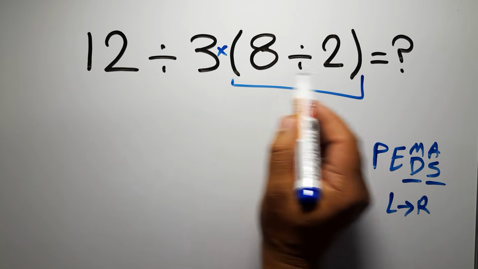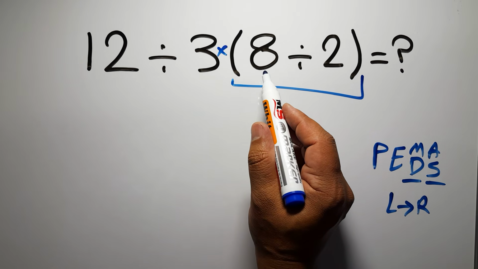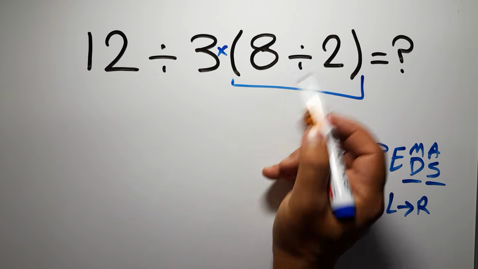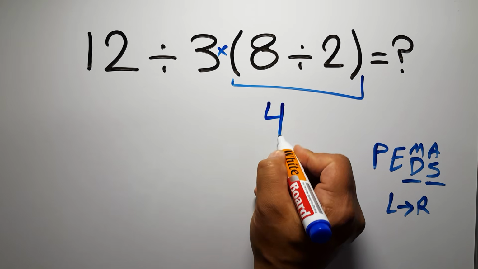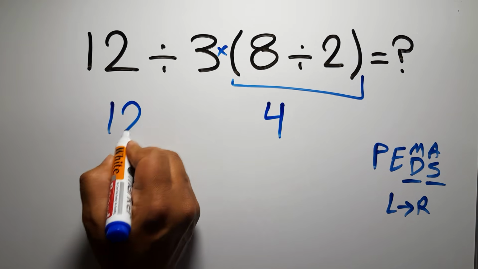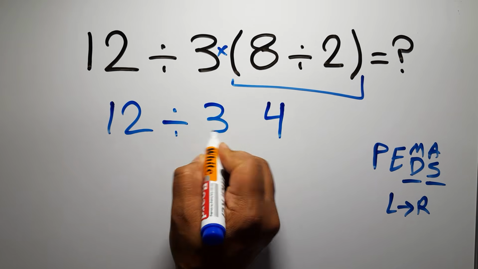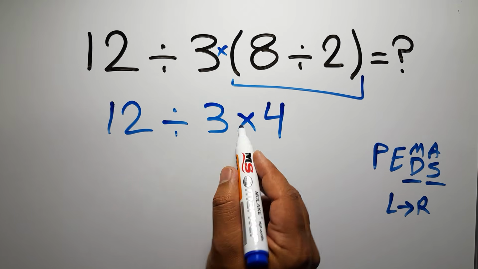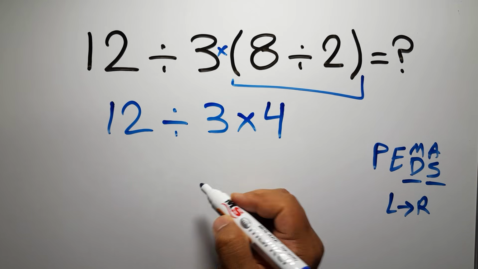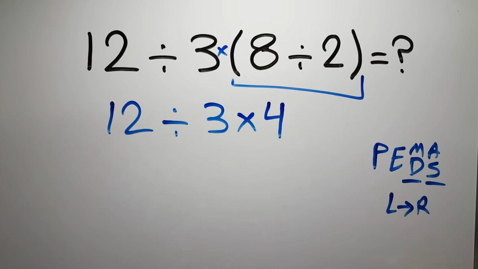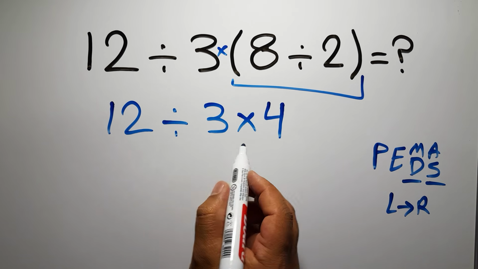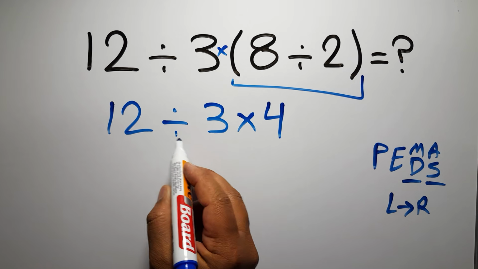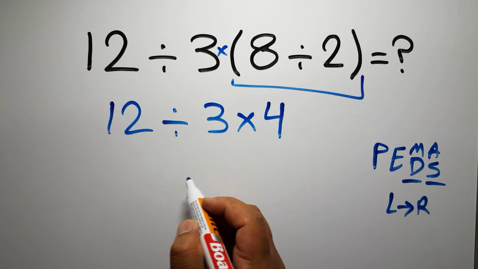So first this parenthesis. Inside this parenthesis, we have 8 divided by 2, which gives us 4. So we have 12 divided by 3 times 4. Now we have one division and one multiplication. As I said, multiplication and division have equal priority and we have to work from left to right. So here, first we have to do this division, then this multiplication.